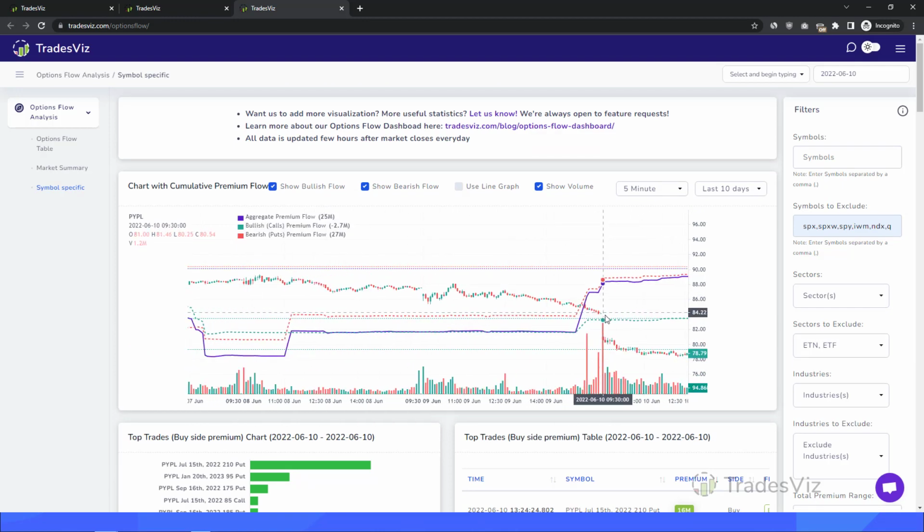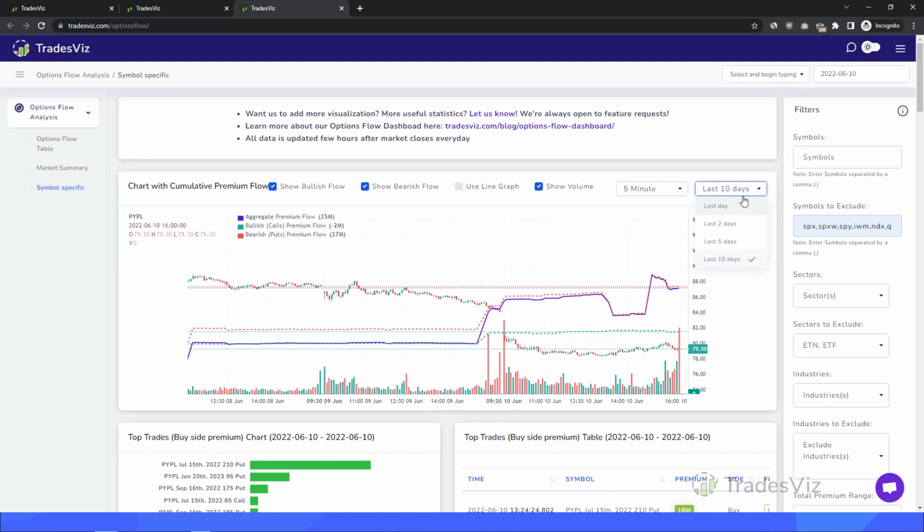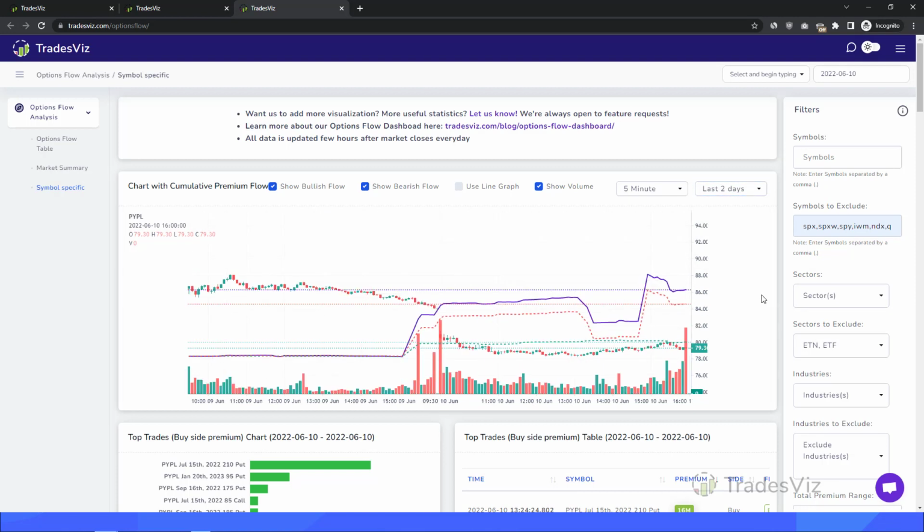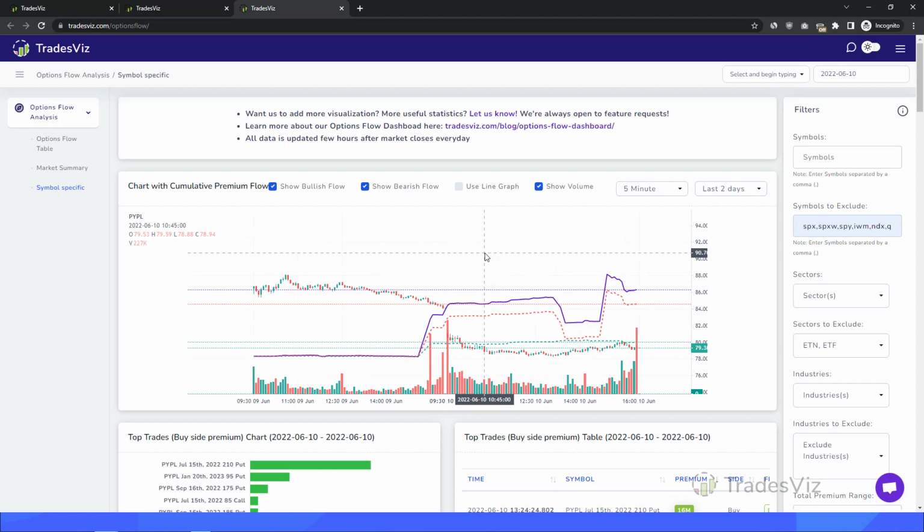So what I do is I click on the target icon, and that will take me to a page which will show me the flow of what has happened that day. Right now I'm displaying the last 10 days, so I'll just reduce it to the last 2 days so that you can get a better idea. What you see over here is that the stock picks one direction, whereas the flow picks another direction.